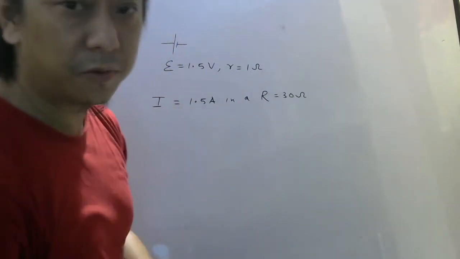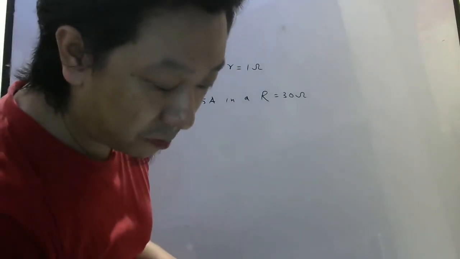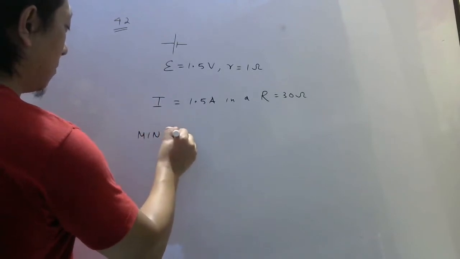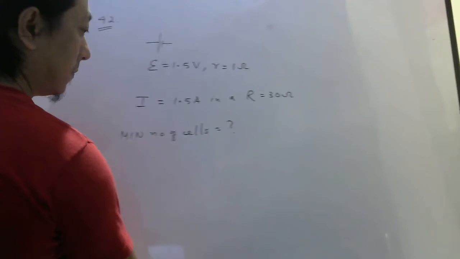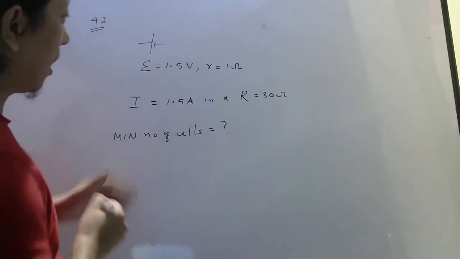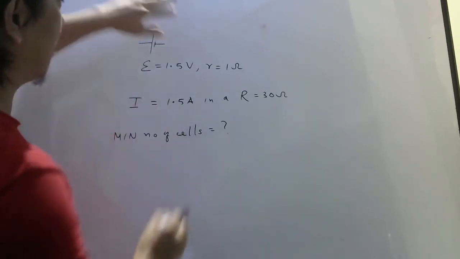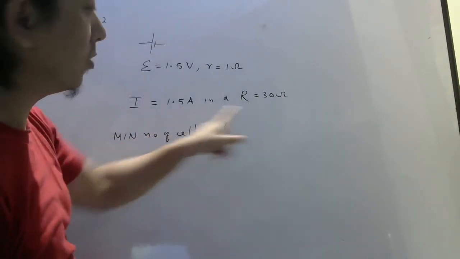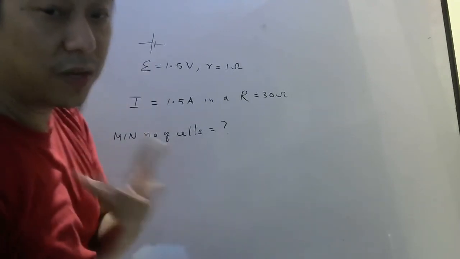Okay, so we have to find the minimum number of cells. Again, this is also a very common question. So how are we going to do this? Think about this. See, you cannot put just one cell. If you put one cell and check the formula, it will not come. This much current will not flow in this resistor if you put only one cell. So you have to find how many cells you have to put.